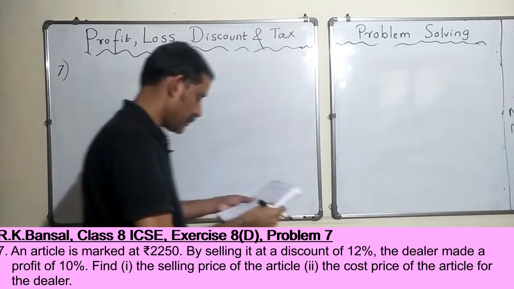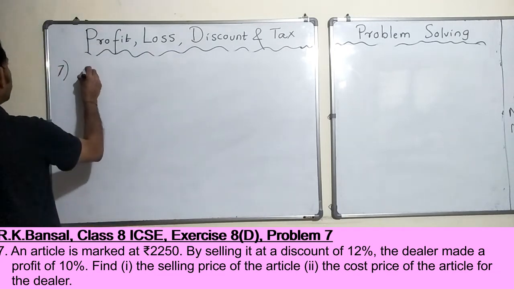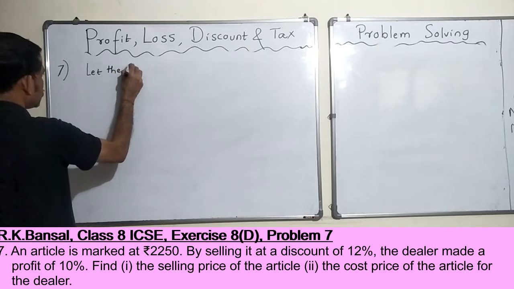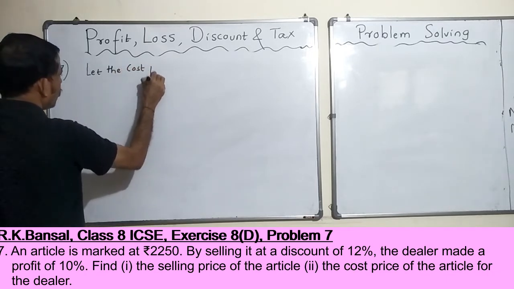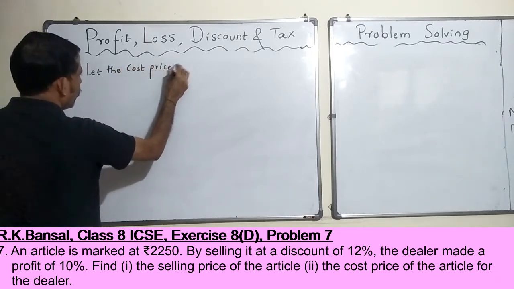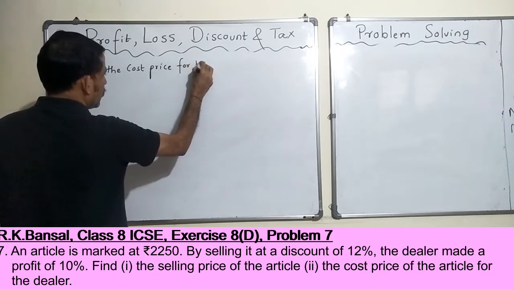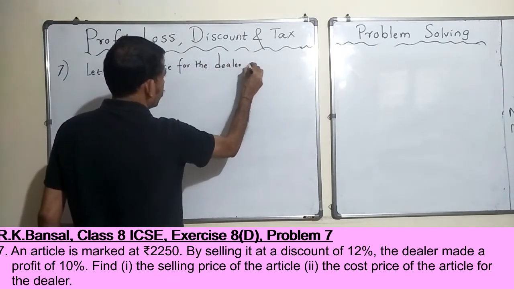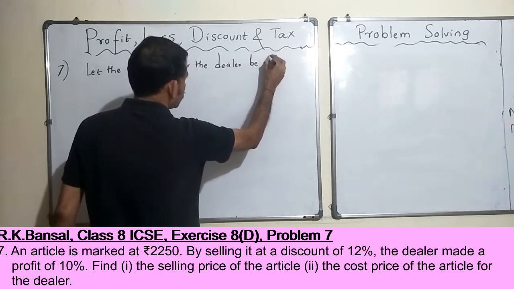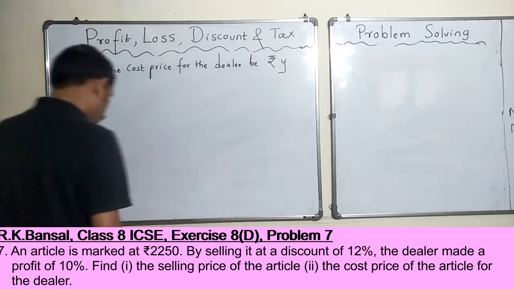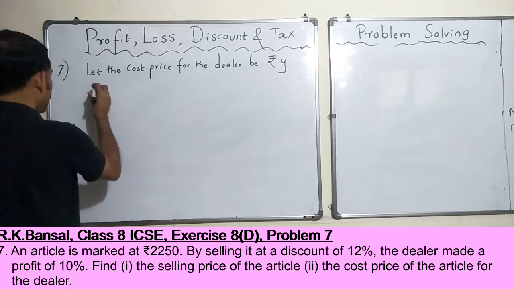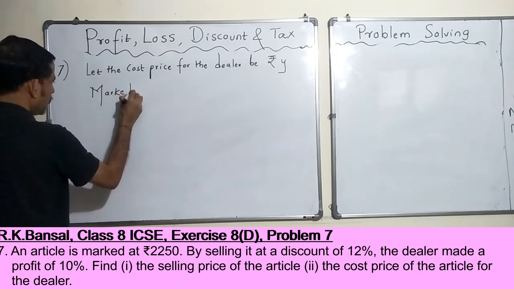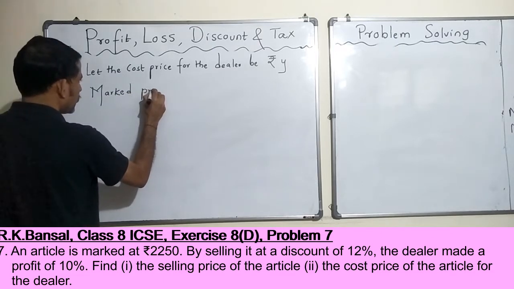Let's solve this problem. Let the cost price for the dealer be rupees y. Now he is selling it. So marked price, so kind of selling price, marked price on the article.